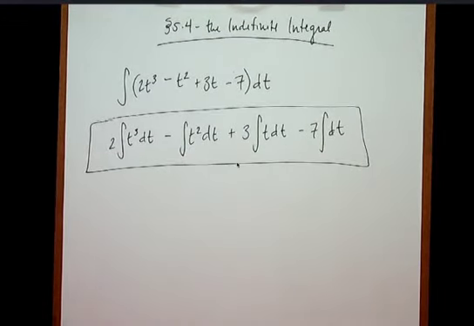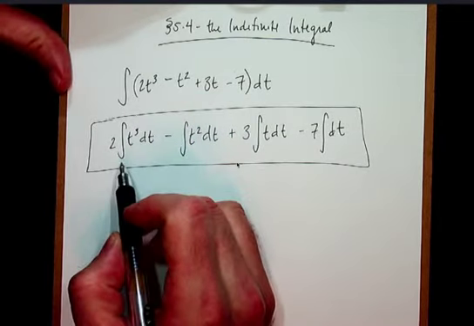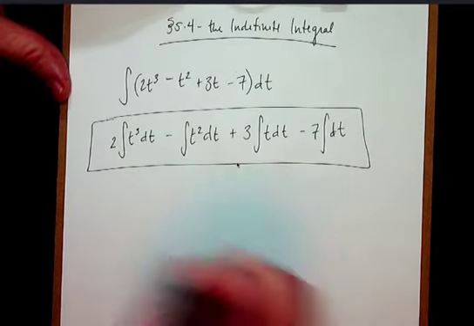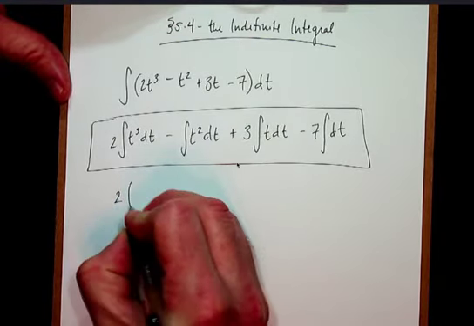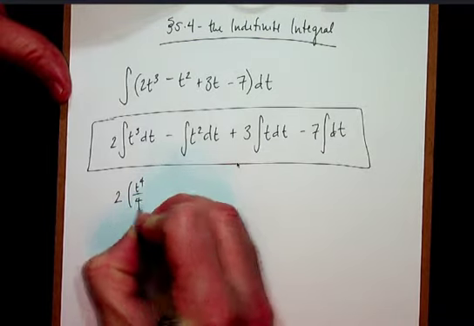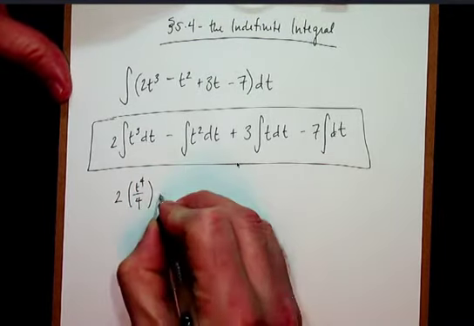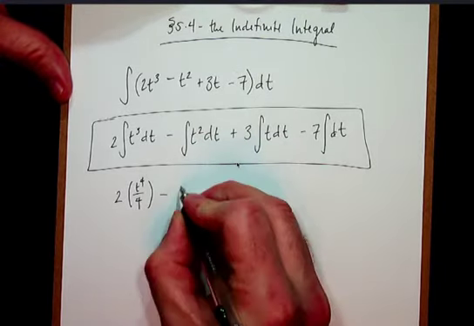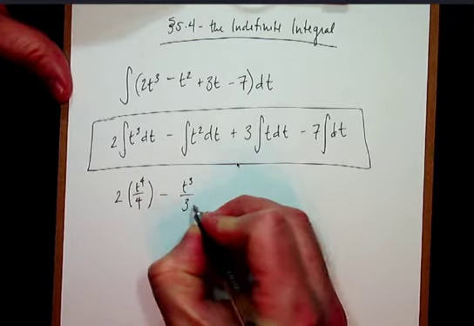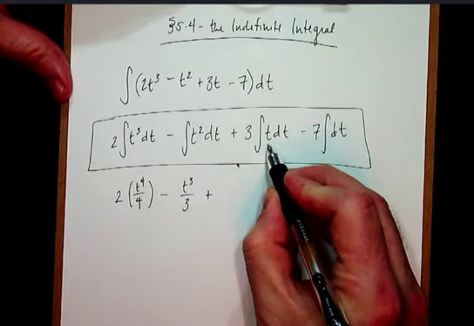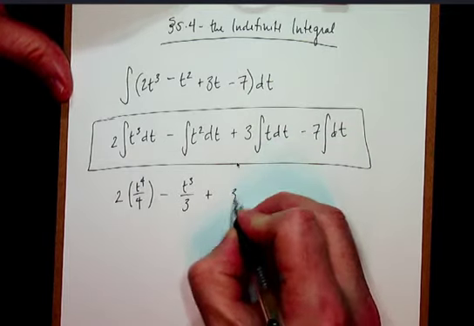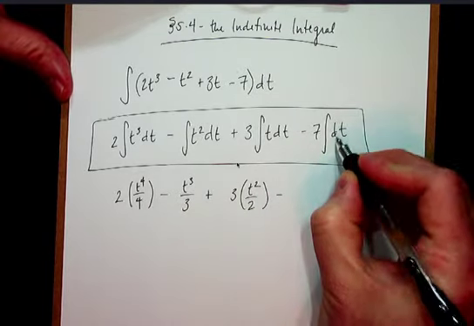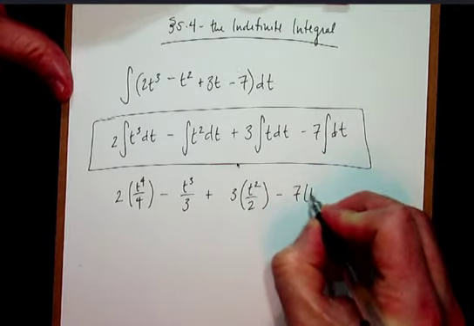So basically, when we do the first term, we need to ask ourselves, what is the antiderivative, or what's the integral of t to the fourth? And it winds up being t to the fourth over 4. What is the integral or antiderivative of t squared? And that would be t cubed over 3. What is the antiderivative of t? And that would be t squared over 2. And the antiderivative of a constant is just the variable.